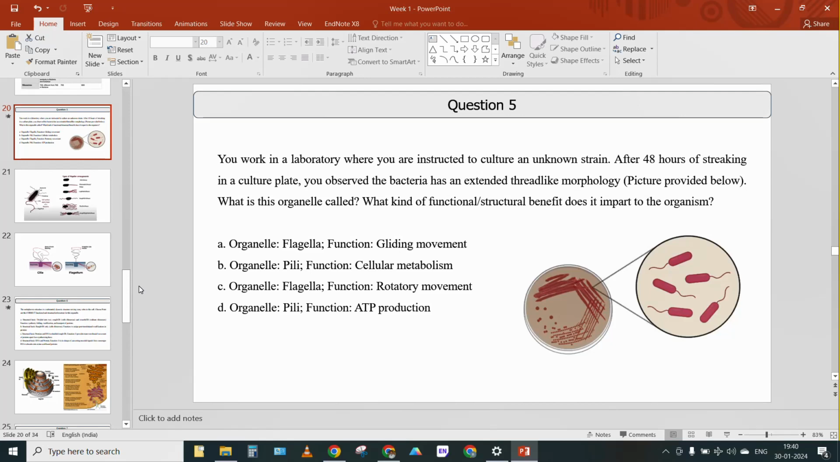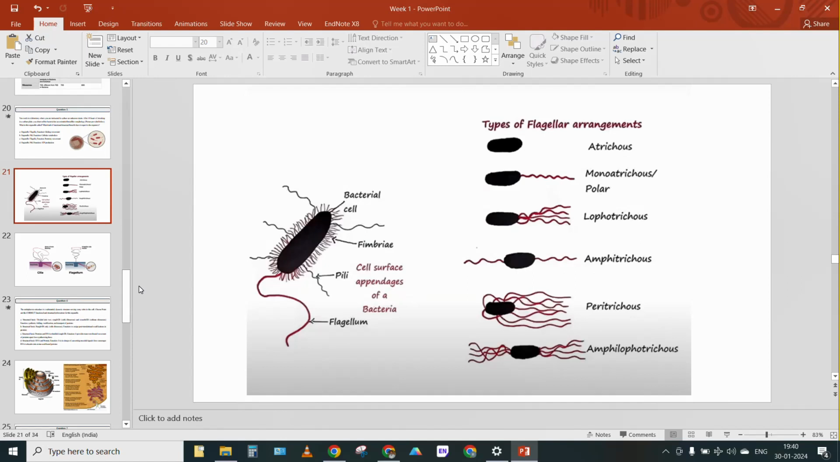Sakshi. Okay, so option C is the correct one. So, the organelle is flagella and its function is rotatory movement. So, we'll go a bit basic. Here one bacteria is there with a bacterial cell, its fimbriae, its pili, and the cell surface is flagellum.